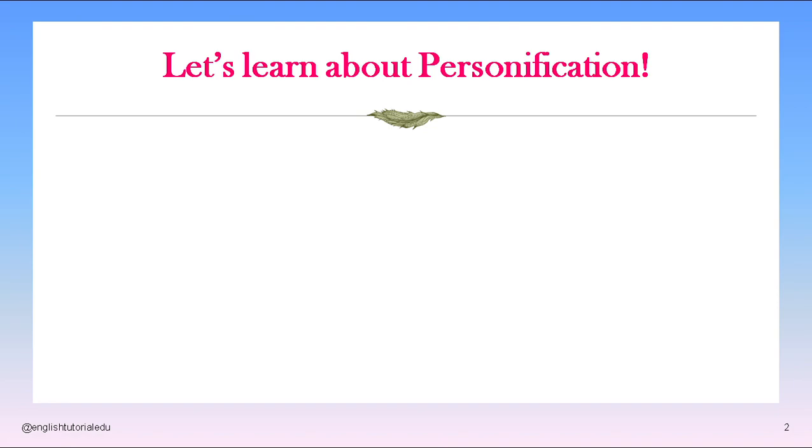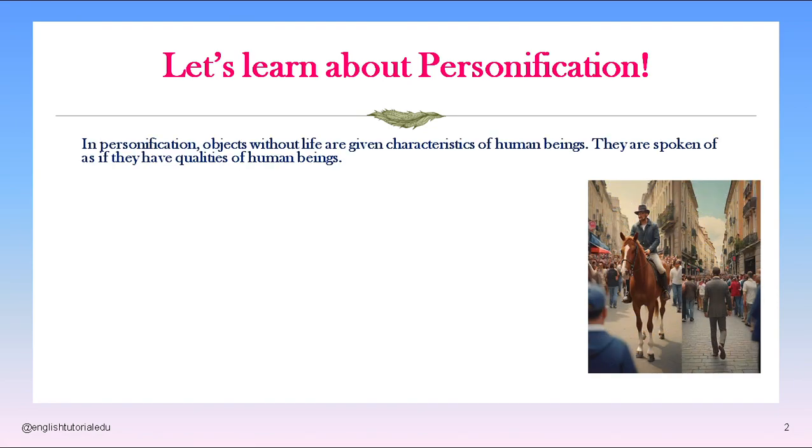Today we are going to be learning about the literary devices of personification and apostrophe. First, let's learn about personification. In personification, objects without life are given characteristics of human beings. They are spoken of as if they have qualities of human beings. So we give human qualities to non-living things or abstract ideas.